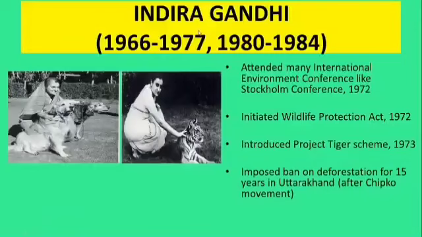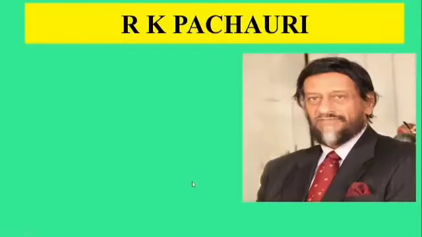Indira Gandhi is another environmentalist. No doubt, Indira Gandhi is a famous politician, but she also had a lot of inclination towards environment. In fact, she attended many international conferences like the Stockholm Conference in 1972. Indira Gandhi also initiated the Wildlife Protection Act in 1972. She introduced the Project Tiger scheme in 1973, and the Chipko movement was also going on during her tenure, and therefore she imposed a ban on deforestation for 15 years in the state of Uttarakhand.